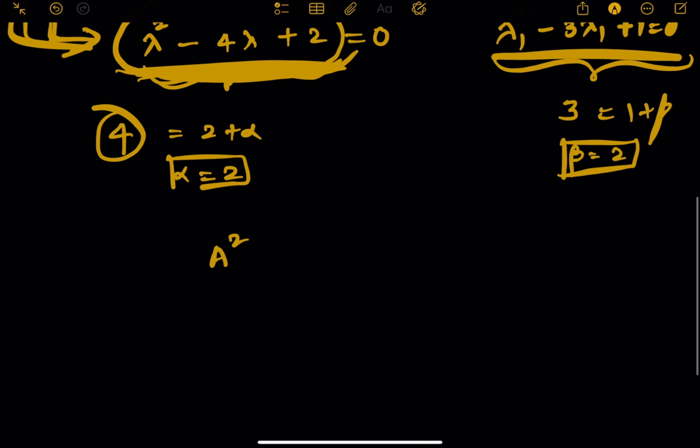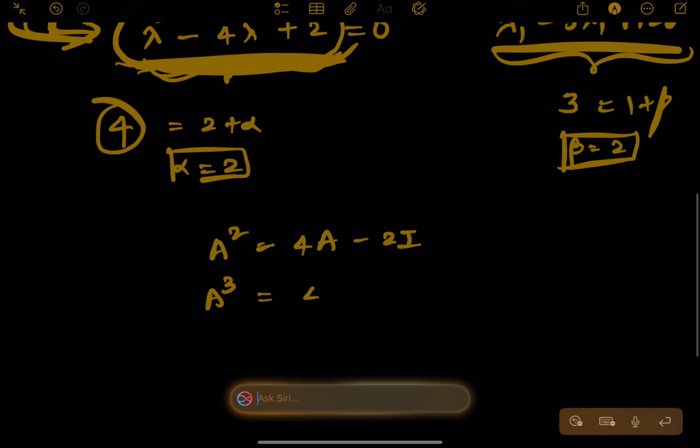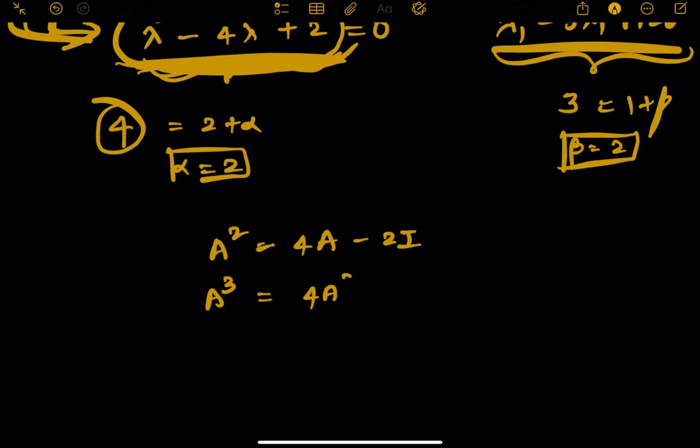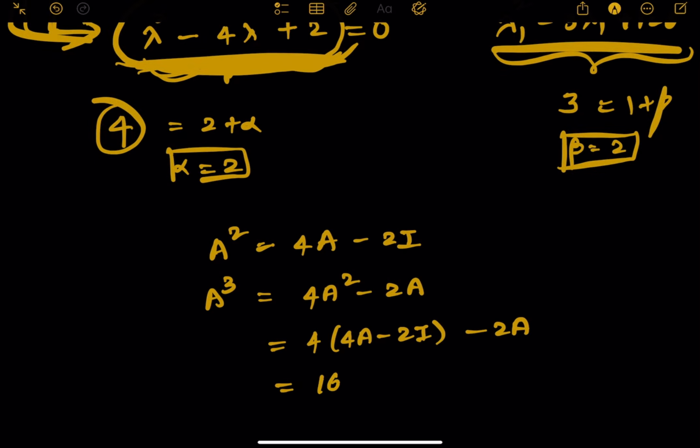So A square is equal to 4A minus 2I. This is given in the question. Multiply it with A. You'll get A cube is equal to 4A square minus 2A. Now A square is 4A minus 2I, so this is 4 times (4A minus 2I) minus 2A. This equals 16A minus 8I minus 2A, so this is 14A minus 8I.